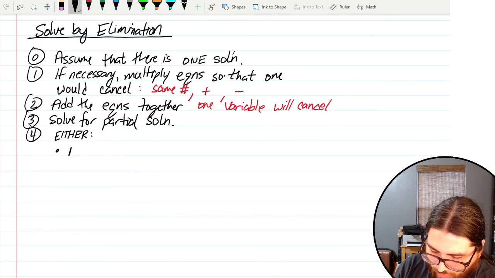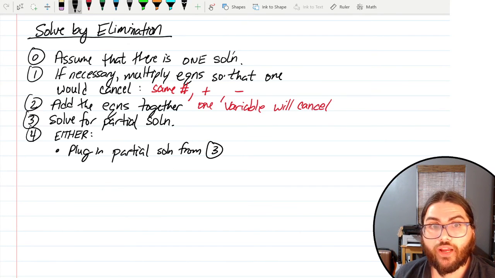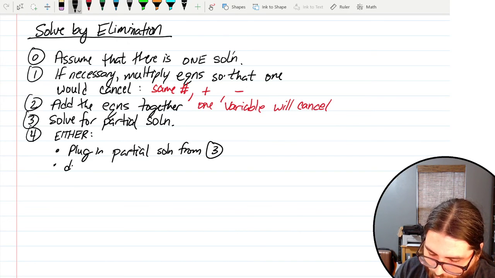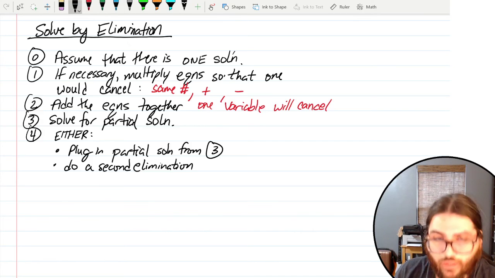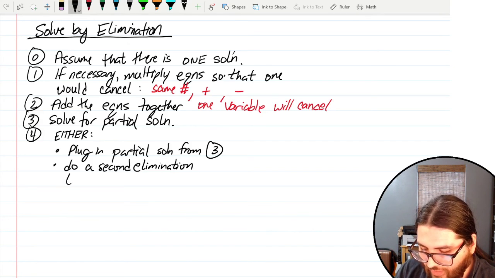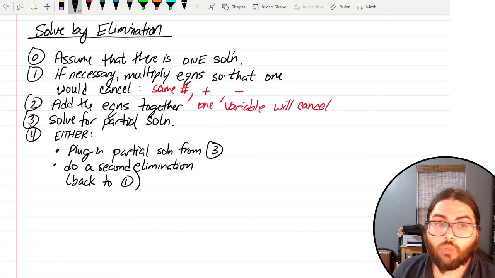Either you can plug in the partial solution in step 3 to figure out what the other half of the solution is, or you could do a second elimination to figure out what the other half of the solution is. A second elimination would essentially send you back to step 1, only when you multiply, you've got a different target in mind. Either one of those is okay.